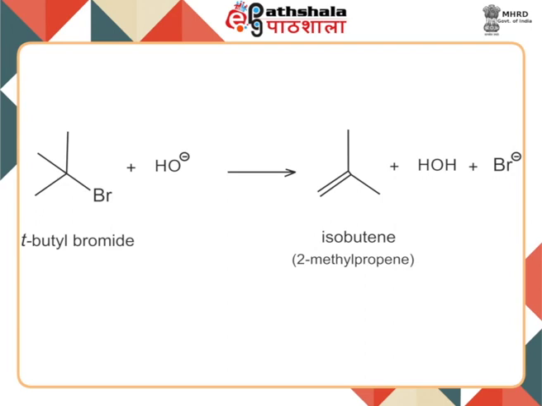Now, as you can see in this equation, the tertiary butyl bromide, when it is reacted with OH minus as the base, undergoes elimination of H and Br, and as a result you have the formation of the double bond, and that is you are getting isobutene.